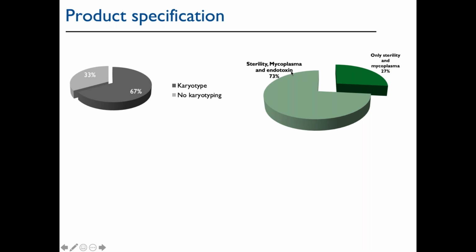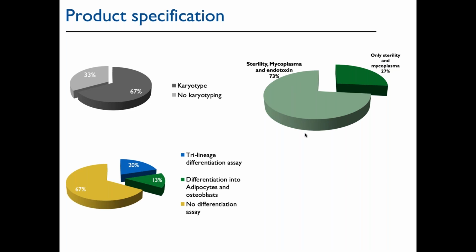The majority are doing sterility, of course, mycoplasma, and also endotoxin. But this is not all, because endotoxin is something which is not yet entirely implemented. So I would say, fortunately, at least for those who are using the cells as an anti-inflammatory reagent, the tri-lineage differentiation assay has been dropped, as well as the one investigating adipocytes or osteoblasts. But the vast majority is actually not doing anything in this respect.